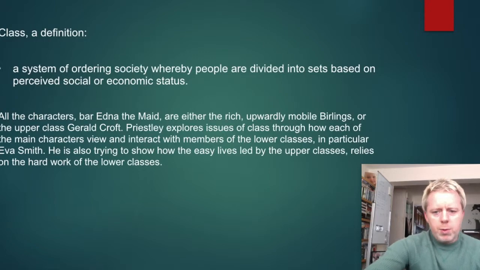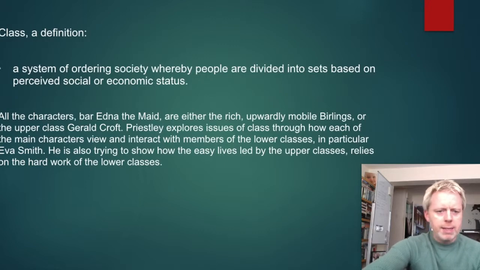Okay, so let's crack on with class in An Inspector Calls. So class, what's the definition of class before we continue? We need to know what we're talking about. A system of ordering society whereby people are divided into sets based on perceived social or economic status. Typically, at the time this was set, there were three classes: the upper class, middle class, and the working class or lower classes.